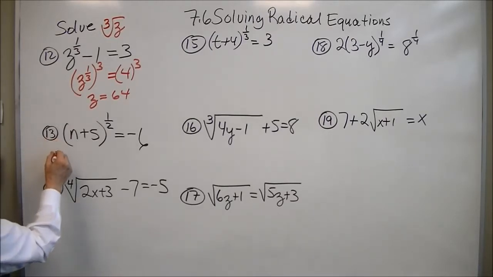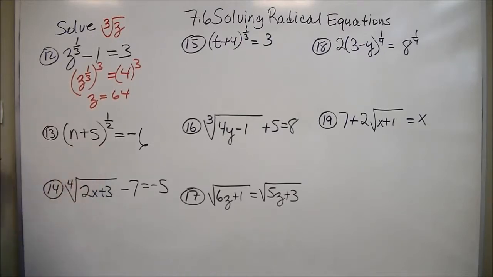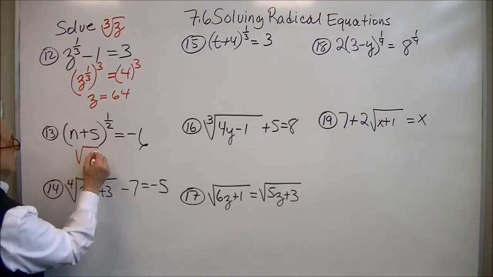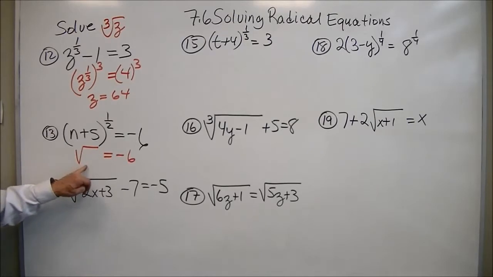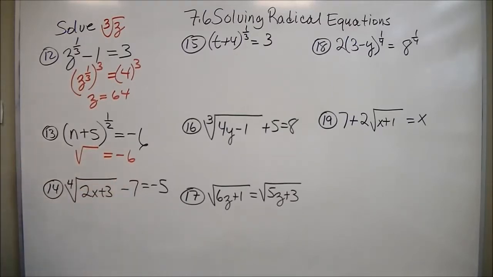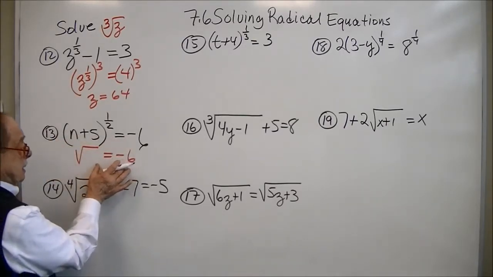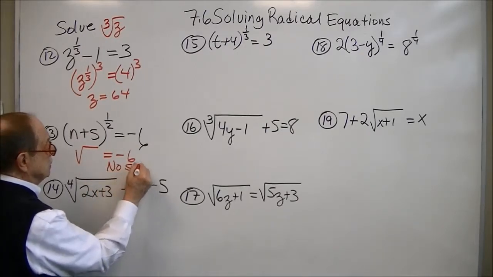Now keep in mind, you could have had this as the square root of this. Watch this though. Here we're saying the square root of something is equal to a -6. Is it possible that the square root of something can equal a -6? And the answer is no. So for number 13 is the kind of a unique case where there is no solution.